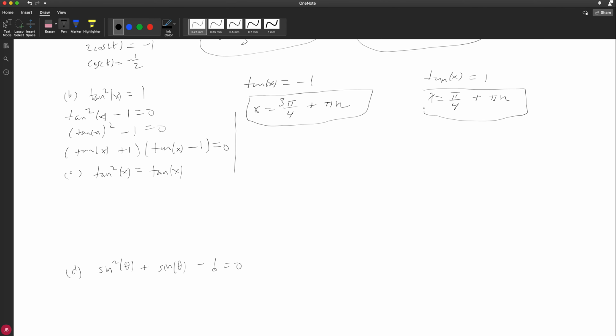All right, looking at this one here, pretty much do the same thing. Move everything to one side because technically this is quadratic in tangent, right? And now you can factor. You can factor out a tangent x, and you're left with tan x minus 1. Okay, so this one says tan x can be 0, or tan x minus 1 can be 0, which says tan x equals 1. Oh, this one we already did, right? That's x equals pi over 4 plus pi n. So that one we know is good.